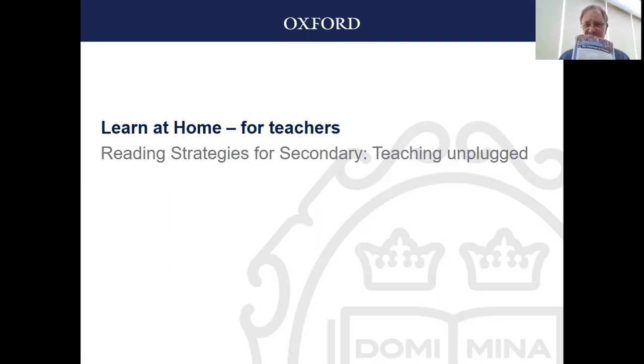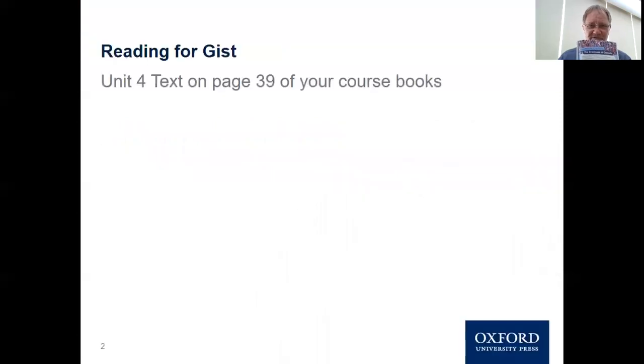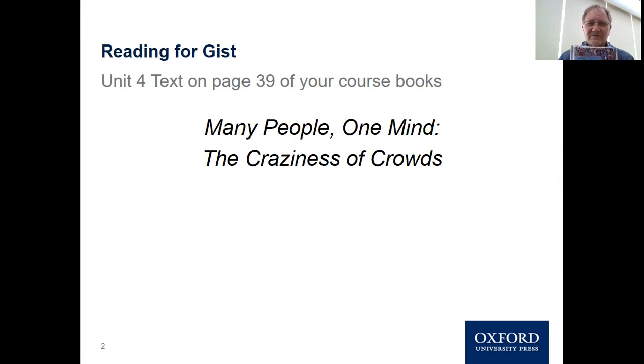Well, the first thing we can do is show the children the book, and we say, look at page 39 of your course books. What can you see in the top of the page? And the students will reply through the chat that the headline is Many People, One Mind, the Craziness of Crowds. And there's a picture of what appears to be like a football crowd before the text.